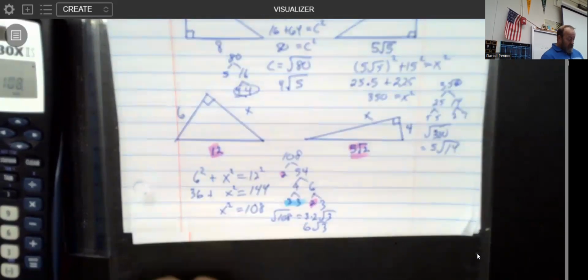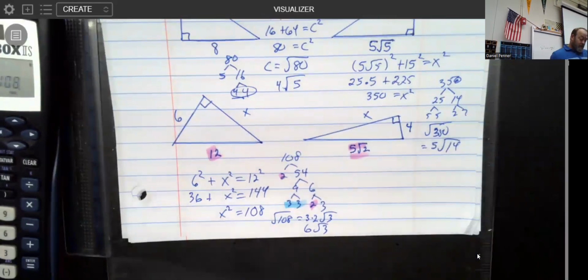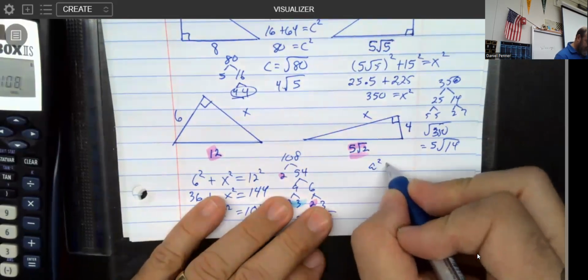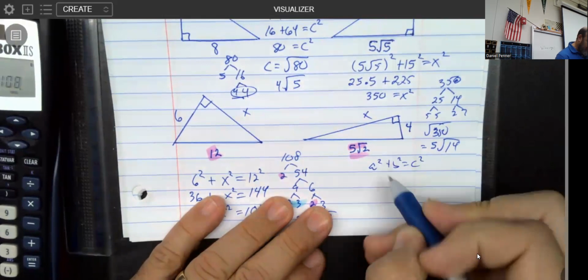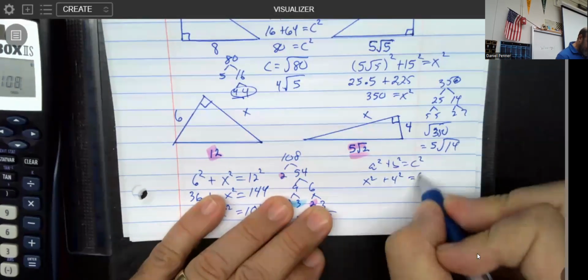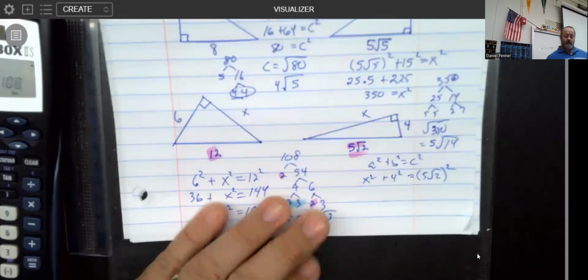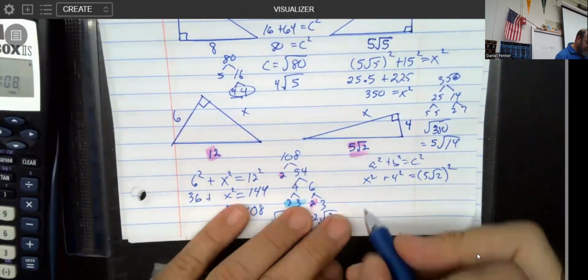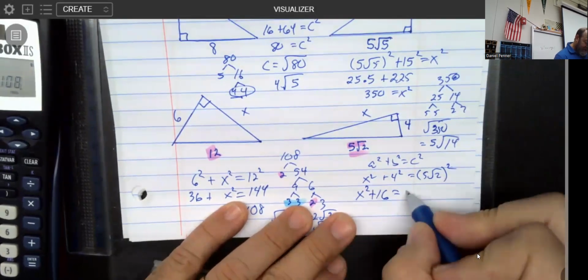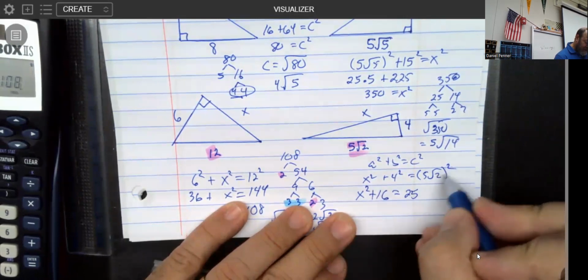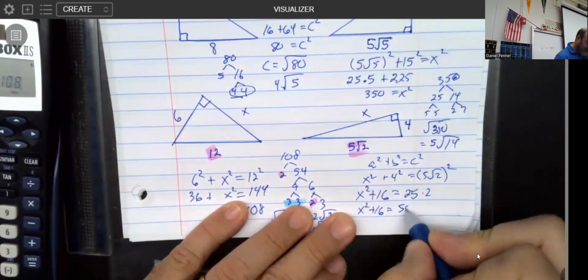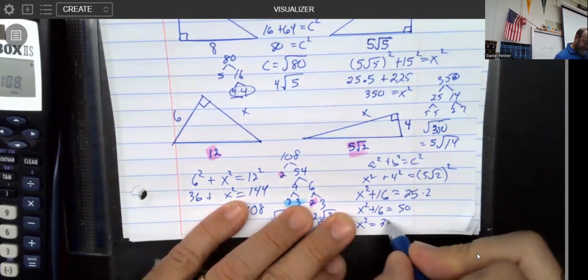Okay. Last one. Here we go. We're going to put a special root on the hypotenuse. So again, a squared plus b squared is c squared, where a is going to be one of the legs, b is the other leg, and c is the hypotenuse. So this time we're going to get that. So similar to a previous problem, 5 squared is 25. Root 2 squared right here is going to be 2. So I got x squared plus 16 equals 50. And so I got x squared is 34.